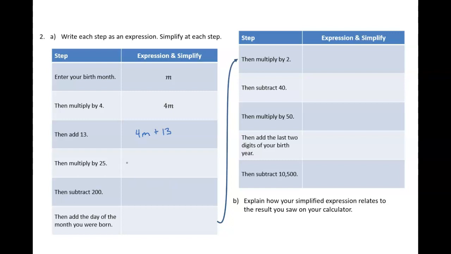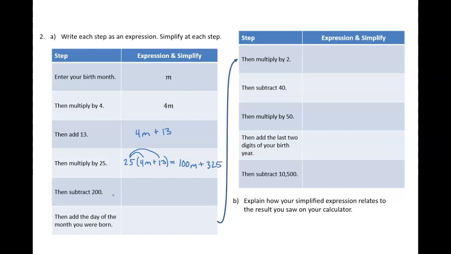Multiply by 25 next. Okay, so 25 times this whole thing. We need to put it in parentheses. And maybe to make this easier on ourselves, let's simplify as we go rather than trying to do that all at the end. So we have parentheses, which means we can distribute. 25 times 4m, that'll be 25 times 4 is 100m, and then 25 times 13, I don't know that one in my head, I have to put it in my calculator. 25 times 13 is 325.